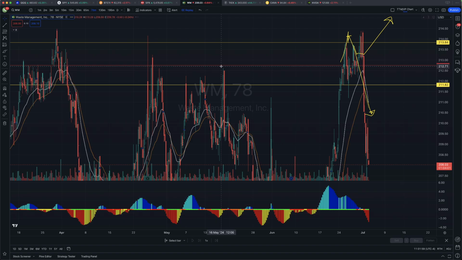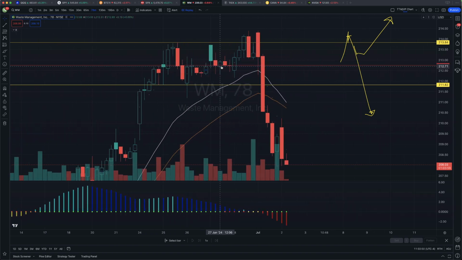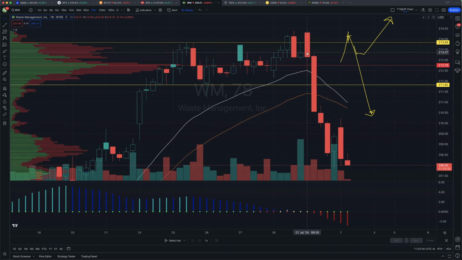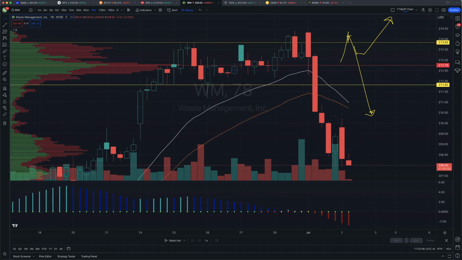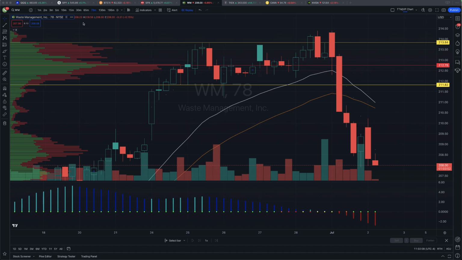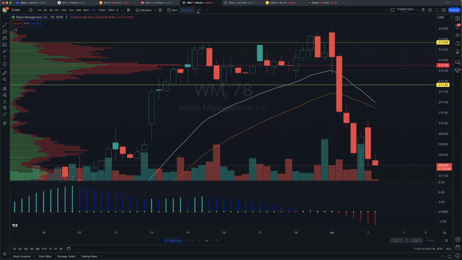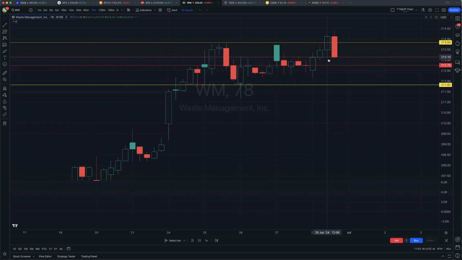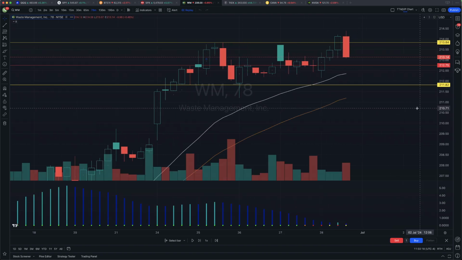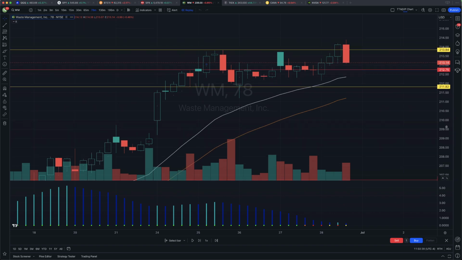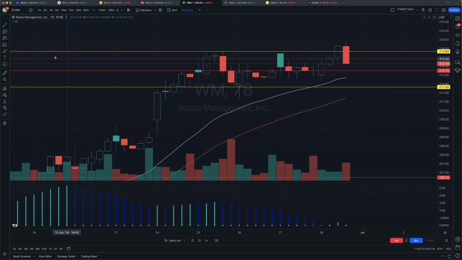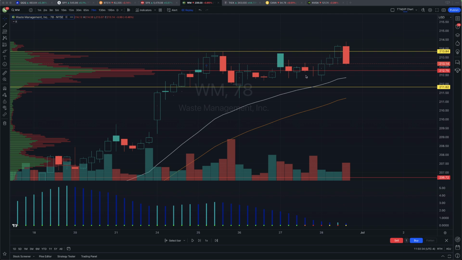If you're playing a 78-minute chart, let me back some of this up, right? Let's go to my replay. Let's go to here. Oops. Replay here. Okay, when I see this, this is basically a breakout and reclaim, right?